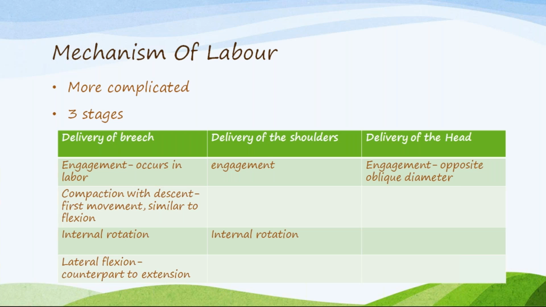So delivery of the breech: the first stage is delivery of the breech, that is the delivery of the buttock. What happens is that the engagement occurs normally. The engagement diameter is the bitrochanteric diameter, between the two trochanters on either side. So engagement is by that, and the sacrum is one of the landmarks.